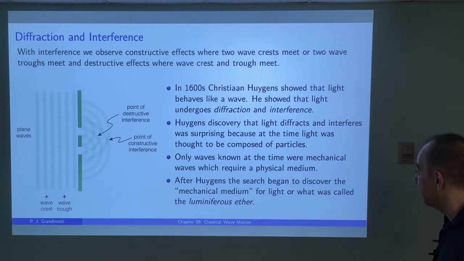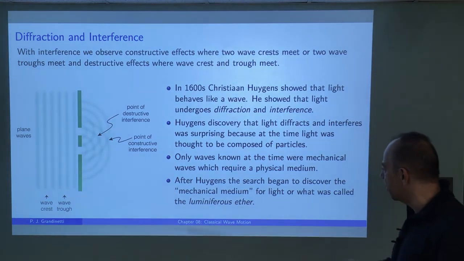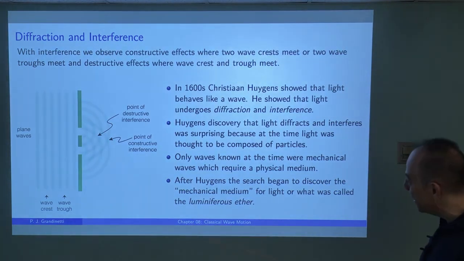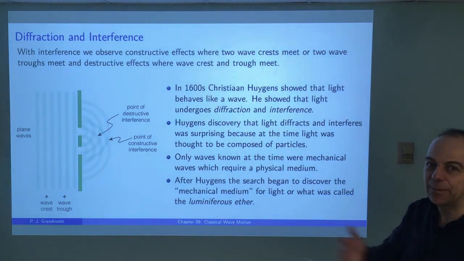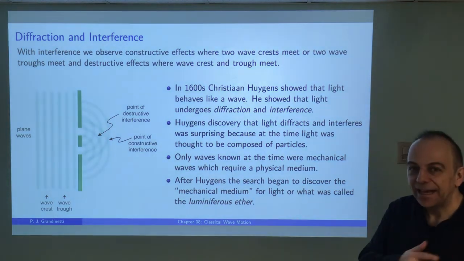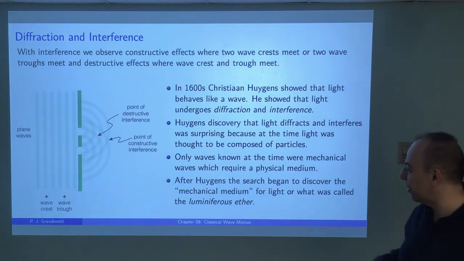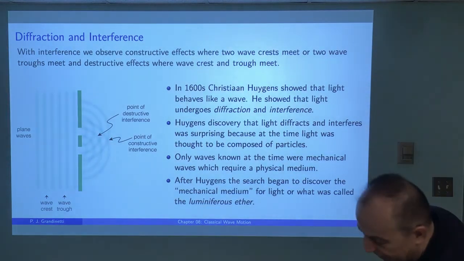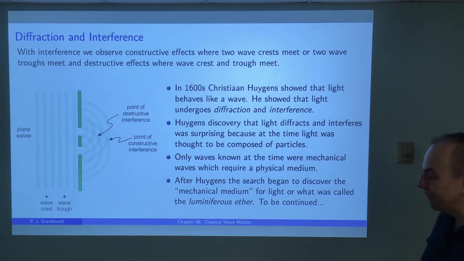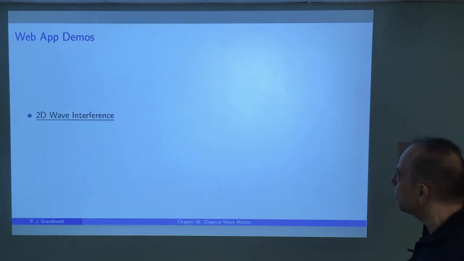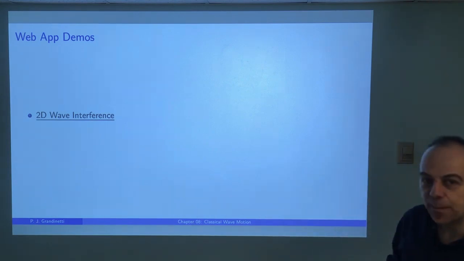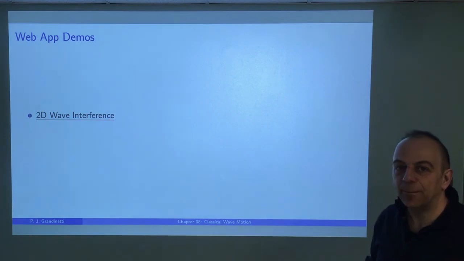So at this point, Huygens said we need to figure out what this medium was. At the time it was called the luminiferous ether. So light was thought to be a wave based on this behavior, propagating through a yet unidentified medium called the luminiferous ether. And of course, the rest of the story will be continued in the next chapter. To end this chapter, I'll take a look in the next video at 2D wave interference patterns using, again, a really nice app by Paul Falstad.